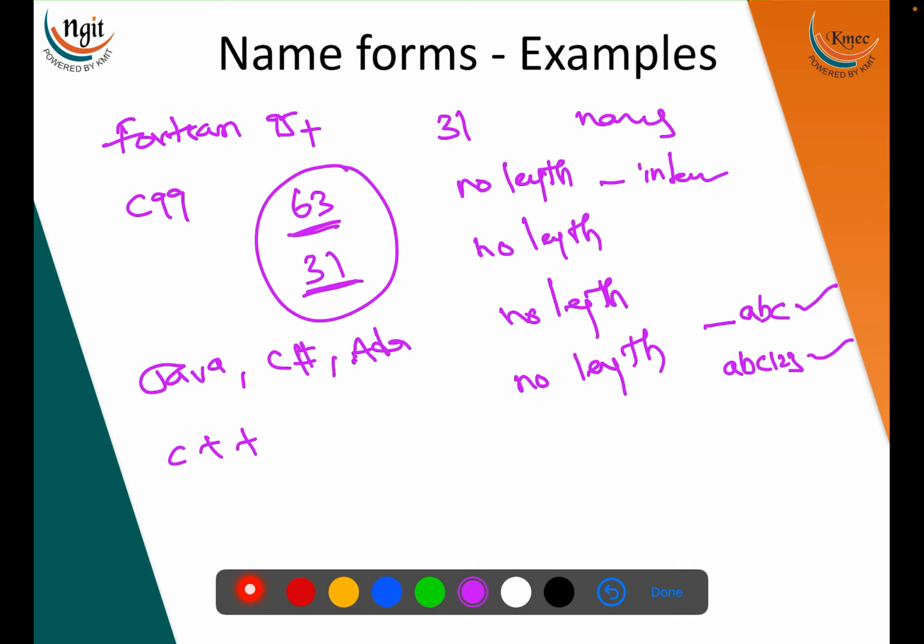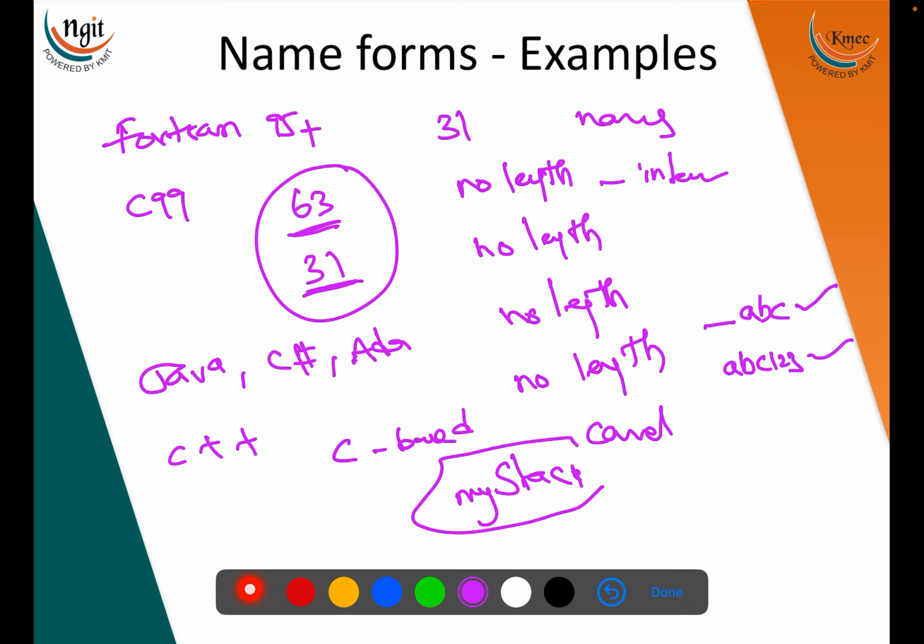And coming to C-based programming languages, it has to a large extent been replaced by the so-called camel notation, in which all of the words in a multiple word name except the first are capitalized. That means I can write something like myStack. So this notation is called what? Camel notation.